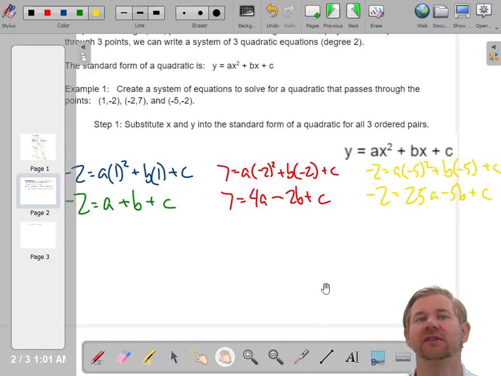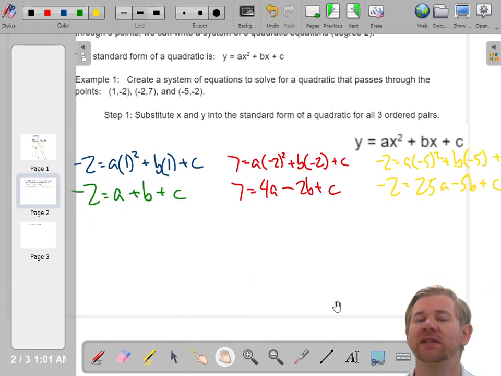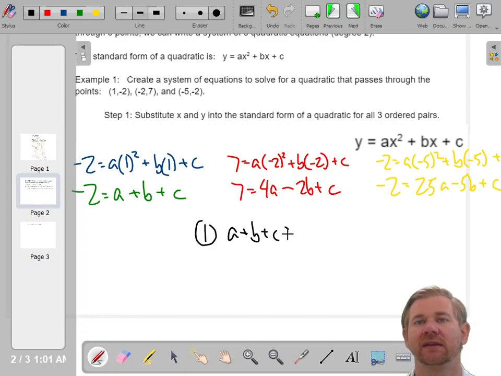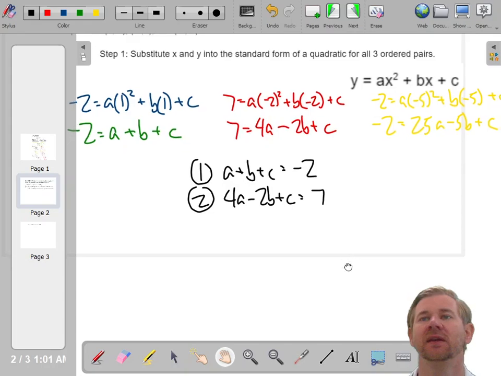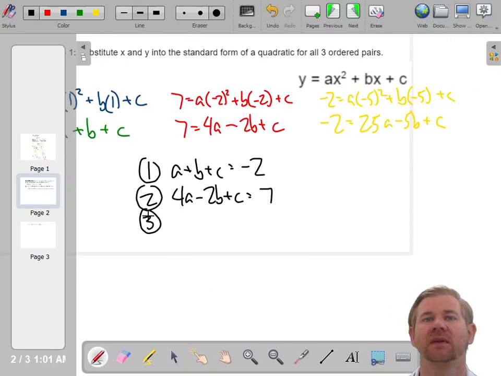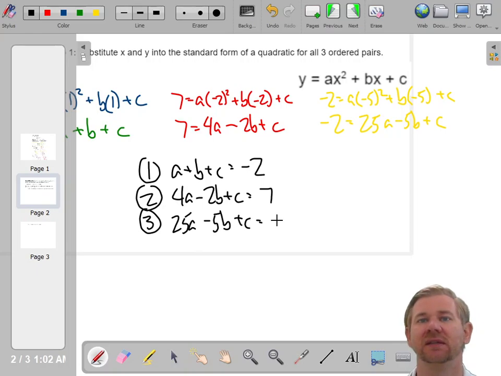What we have done is create a system of equations that when we solve, we will get the a, b, and c coefficients for the parabola that we need that hits those 3 points. So I'll write my lines. I'm going to actually move this to the other side, a plus b plus c, I'm just going to rewrite it with the single term on the right. Line 2, 4a minus 2b plus c equals 7. And then the last one, 25a minus 5b plus c equals negative 2.